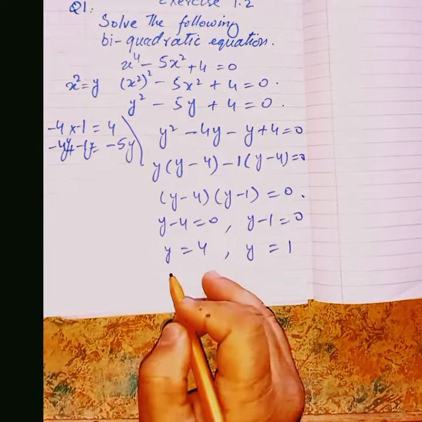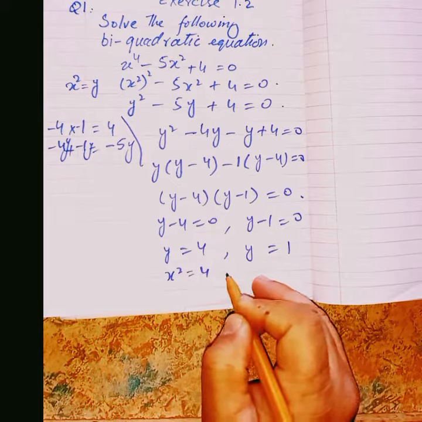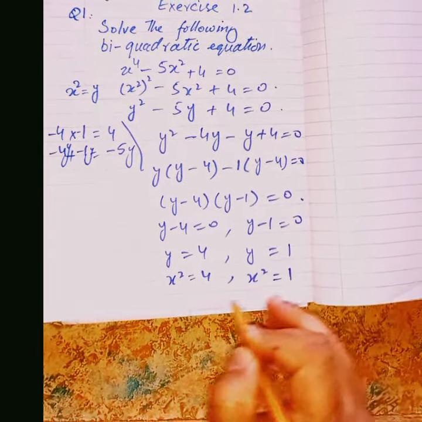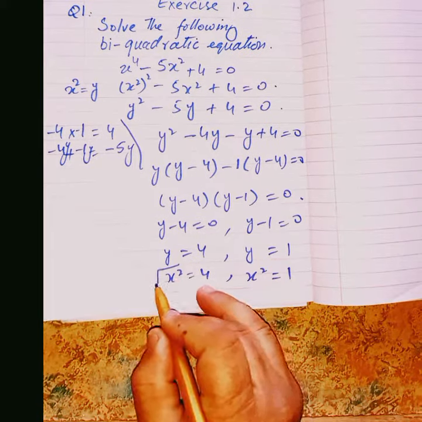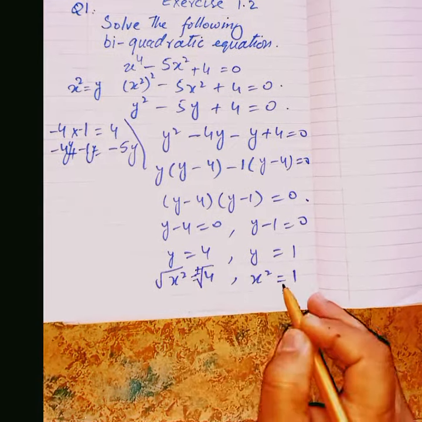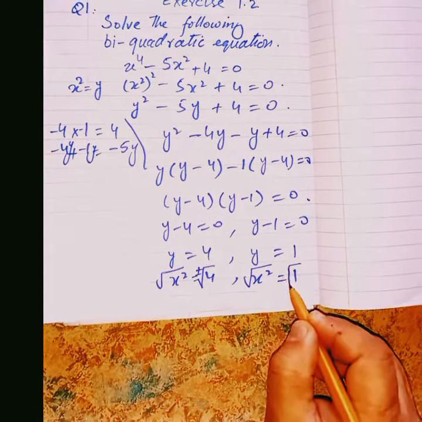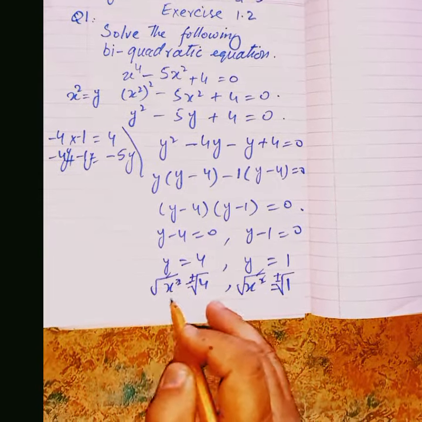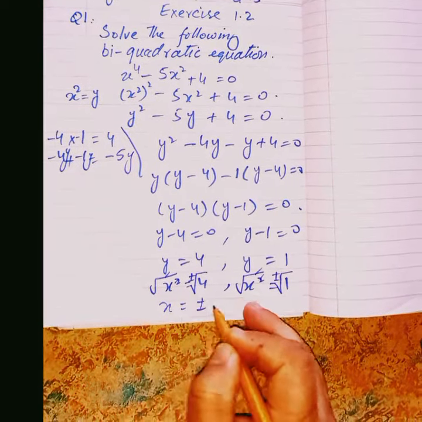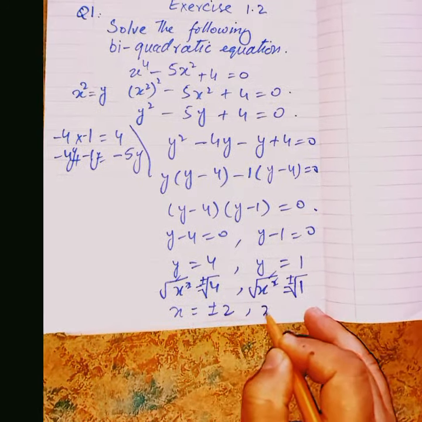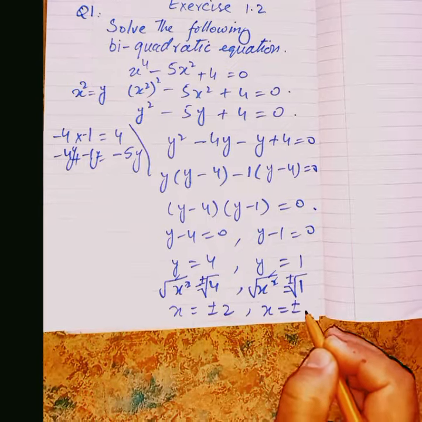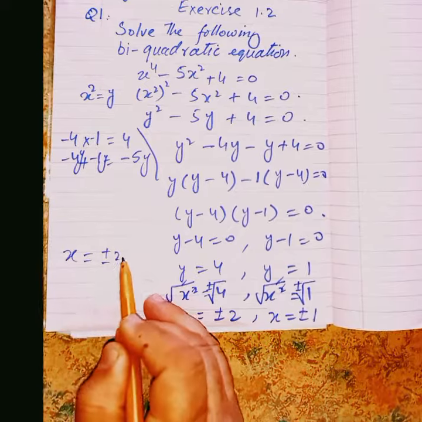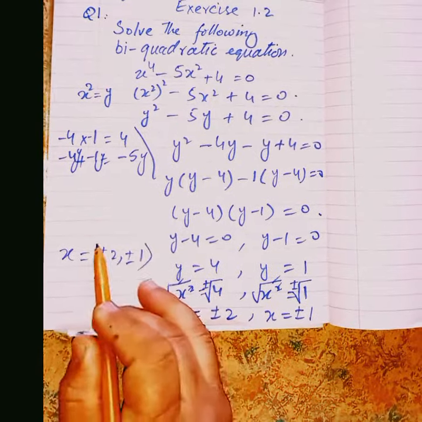Inserting its value, y is actually representing x square. Now taking square root to get rid of this square, plus minus, so this cancels off, here this cancels off, so x equals plus minus 2, 2 twos are 4, and x equals plus minus 1. So x has two answers, plus minus 2 and plus minus 1.